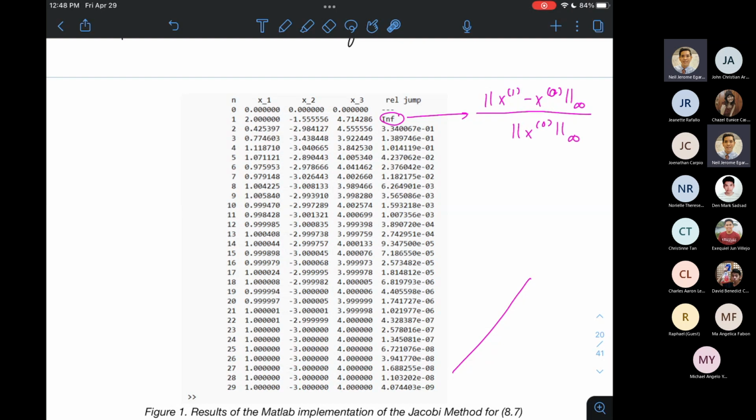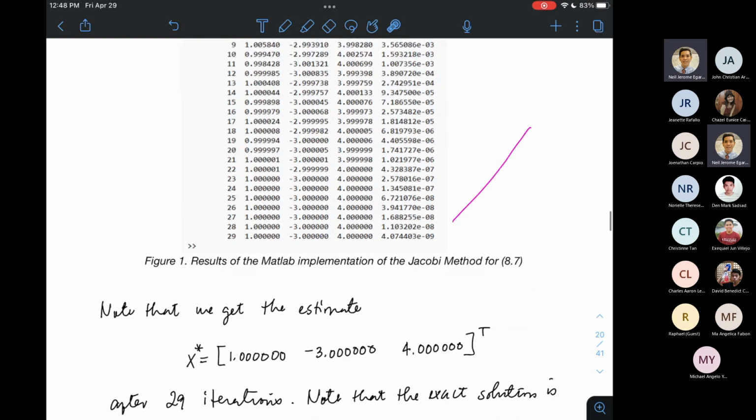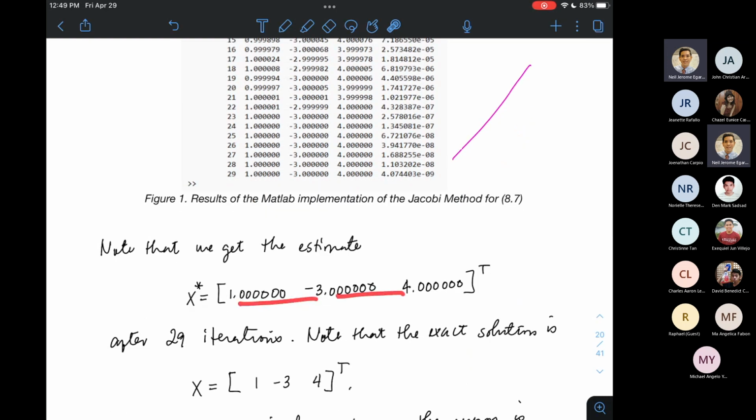And you see that it is quite slow because it took 29 iterations before we reached the stopping criterion 10 to the minus 8. But actually, we got a very good result here. Parang up to machine precision na nakuha niya yung exact solution. So, pero may mga decimal places pa yan after the 6th position after the decimal point, pero hindi siya napasama dun sa display ni MATLAB para sa akin. Okay? So, yeah, it is very close to the exact solution 1, negative 3, 4 transpose.